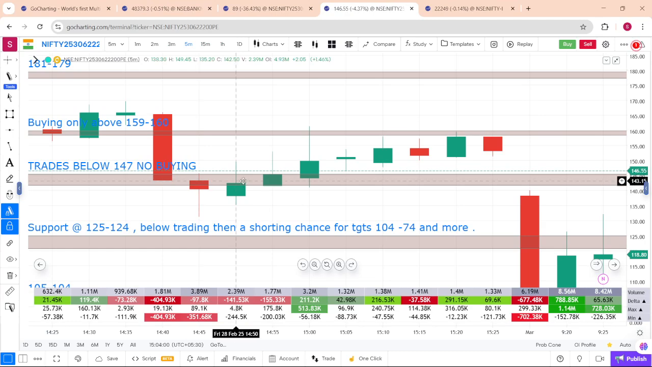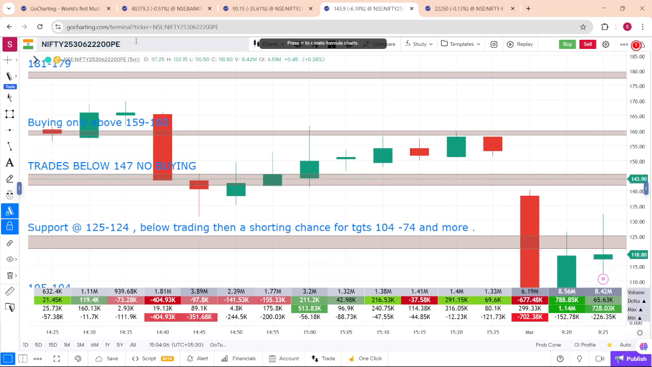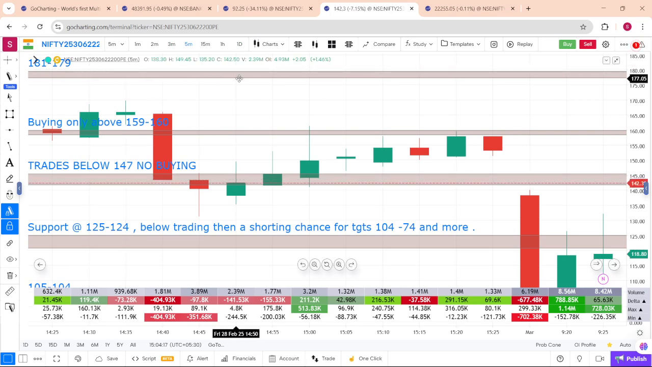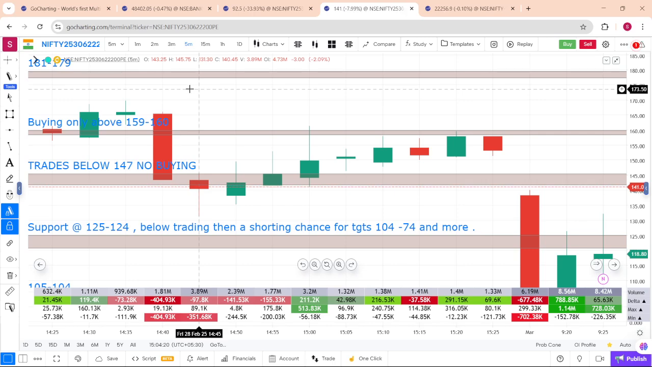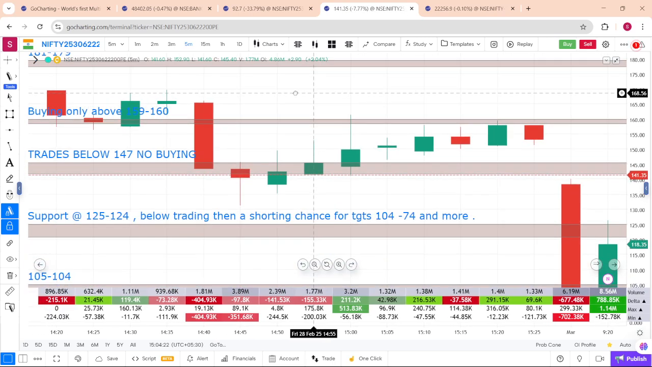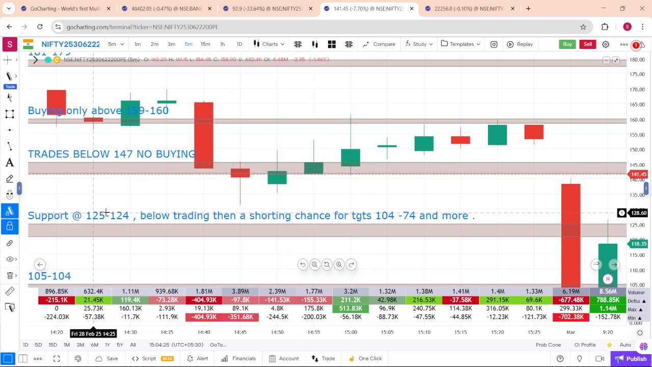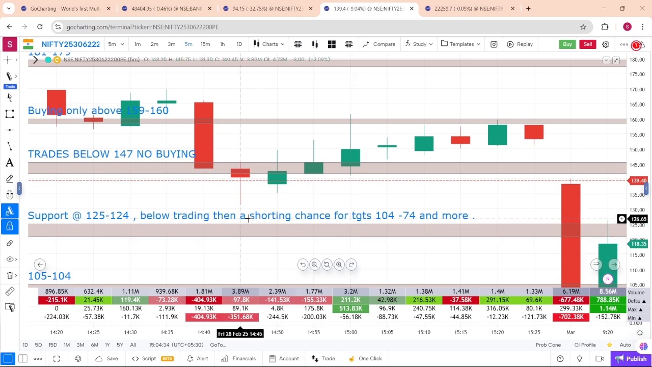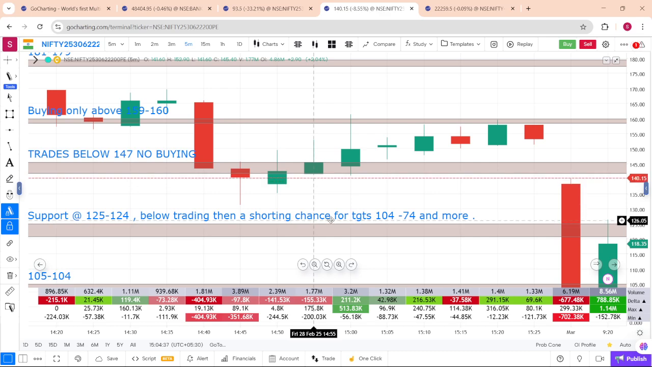On Saturday, I uploaded one video about the Nifty 22200 put option versus the Nifty 22200 call option. In that video, I clearly mentioned and drew these imbalances also. What are all the things? Support for this put option is at the 125, 124 level, that is this level. Below 125 and 120 trading, there is a shorting chance for targets 104 and 74.